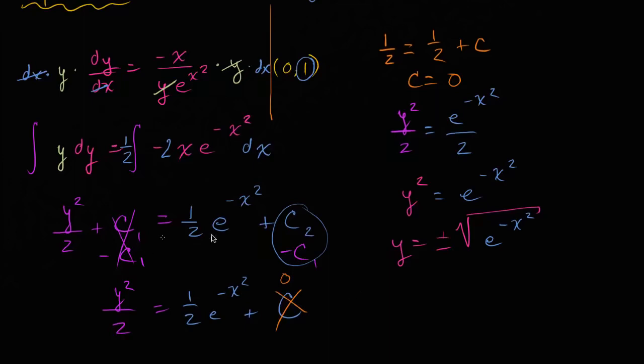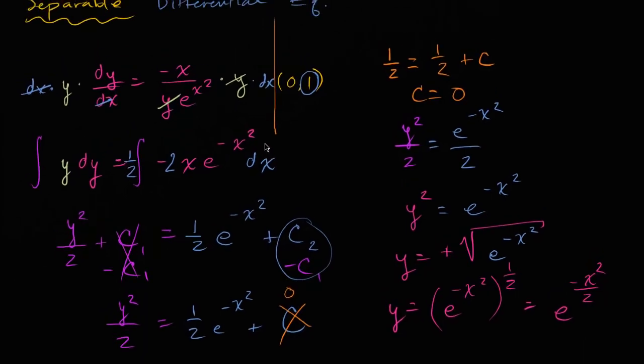Actually, let me do that a little bit neater. So we can get rid of this right over here. We're only going to be dealing with the positive square root. Or we could write y is equal to e to the negative x squared to the 1/2 power, and that of course is equal to e to the negative x squared over 2. So y equals e to the negative x squared over 2 is a particular solution that satisfies the initial conditions to this original differential equation.